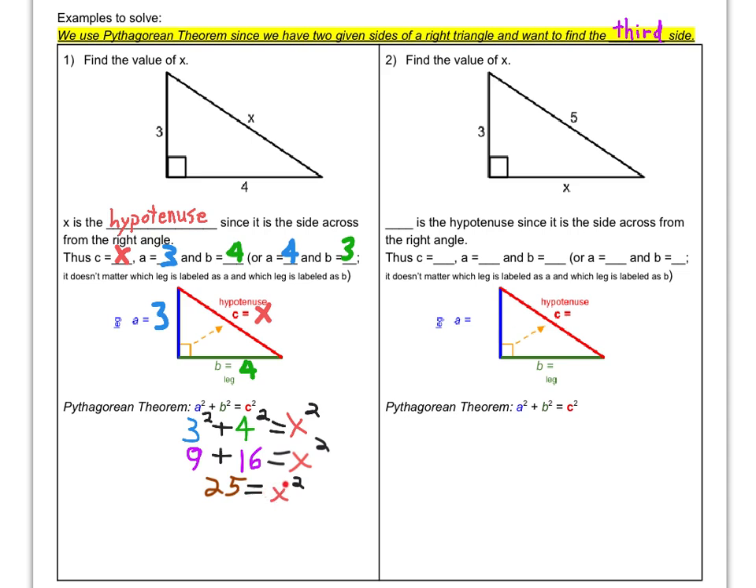And now trying to get x by itself, what's the opposite of squaring? Well, that would be square rooting. So we have the square root of 25 is equal to the square root of x squared. Square root of x squared is just x. And when we take the square root of 25, we have both the positive and the negative 5.